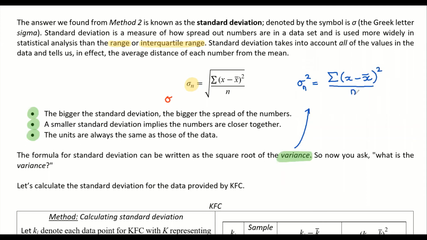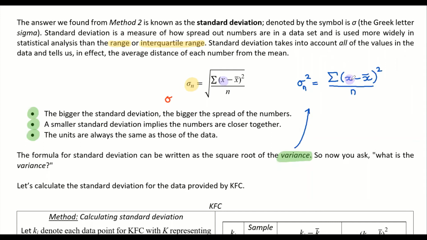Notice as well, we've dropped this little subscript here where the x is. You don't necessarily need it. It's just telling you that's all the x data, all the pieces of data. You add up the differences between those data and the mean, squared, add them up, divide by n, and then take the square root of the answer.